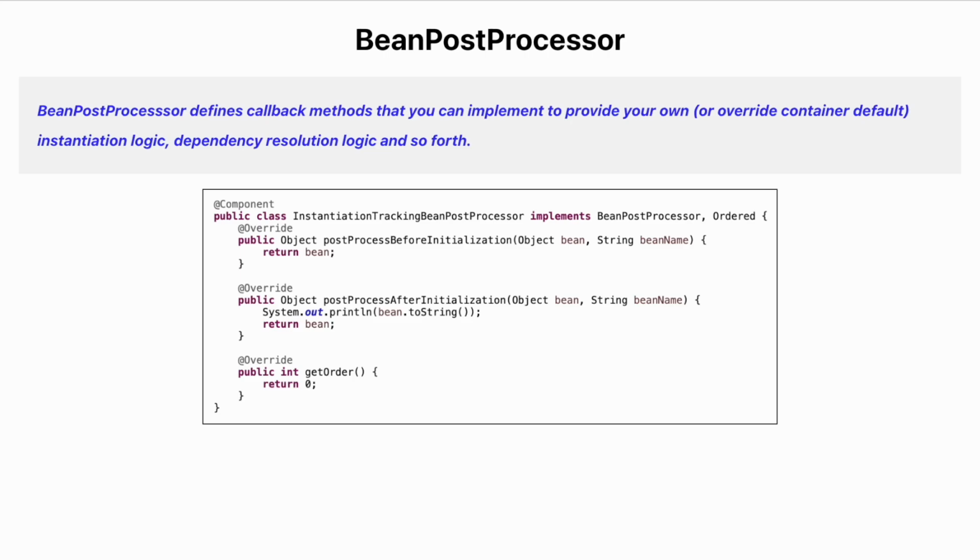Spring's AutowiredAnnotationBeanPostProcessor is used to set values to the autowired fields. For example, here InstantiationTrackingBeanPostProcessor implements BeanPostProcessor. In the postProcessBeforeInitialization method, it just returns the bean instance. In postProcessAfterInitialization, it is just printing a message to the console. These two methods are called before and after the bean instance initialization process. BeanPostProcessor implementations can also implement the Ordered interface to provide the order of execution.